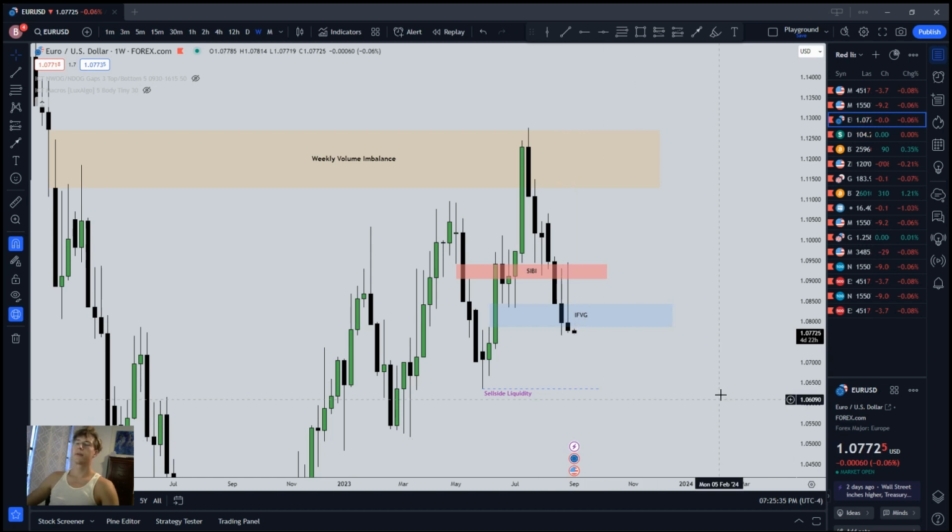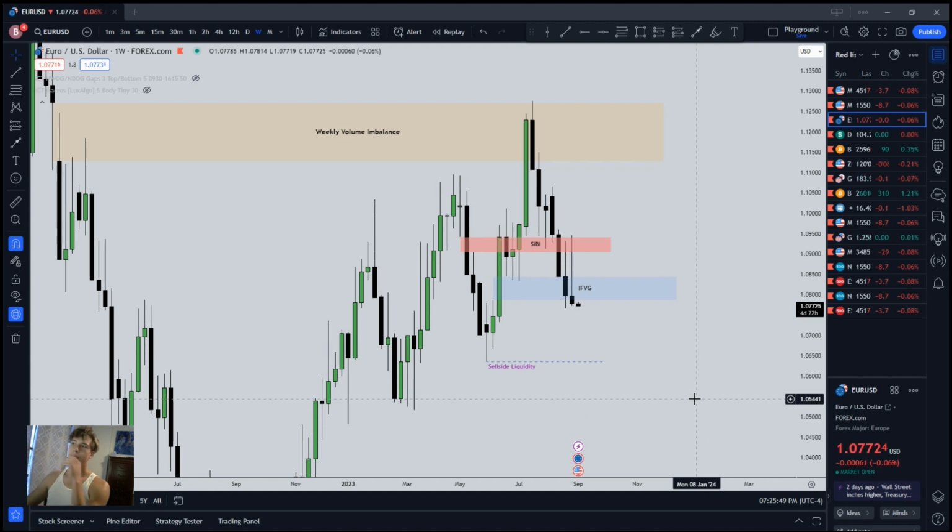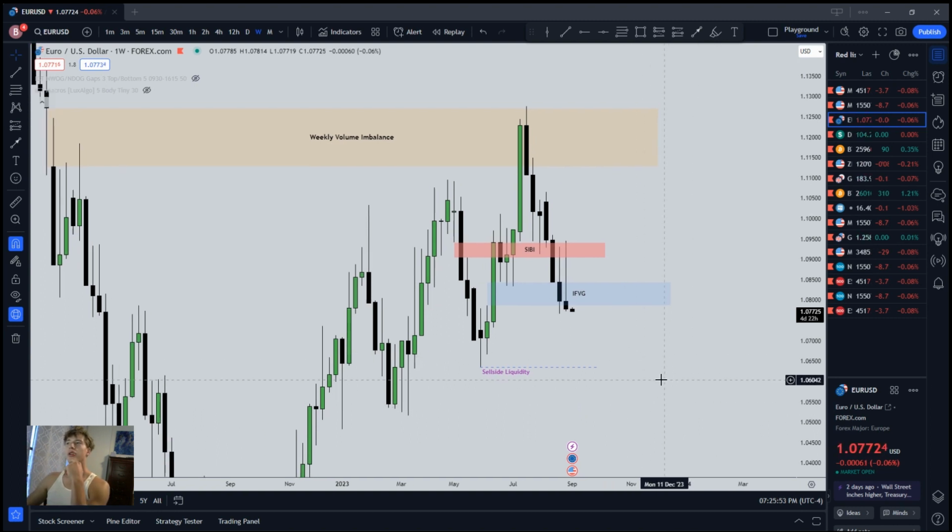So here is a potential trade that you can take on Euro USD on your demo account in the following week, the week of 9-4 till 9-9. I'm anticipating the opportunity for this trade to be either Tuesday or Wednesday.